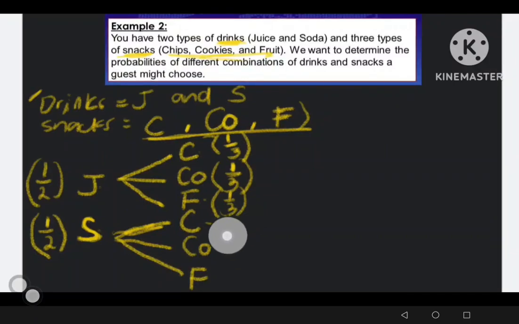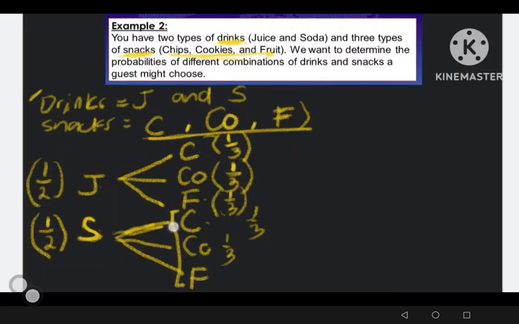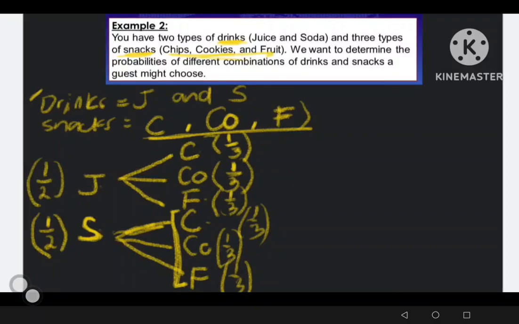The same here, the 3 results. Chips, cookies, and fruit. 1 cookie, still 1/3. Here, 1/3. And then fruit is 1/3. So all of these results, chips, cookies, and fruit, they have 1/3 result.